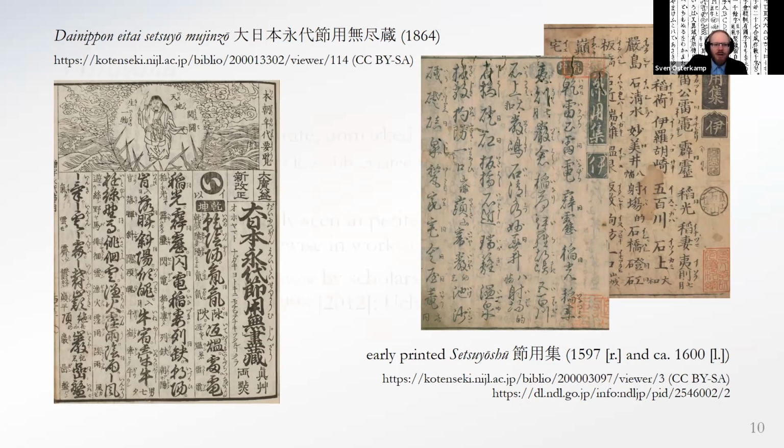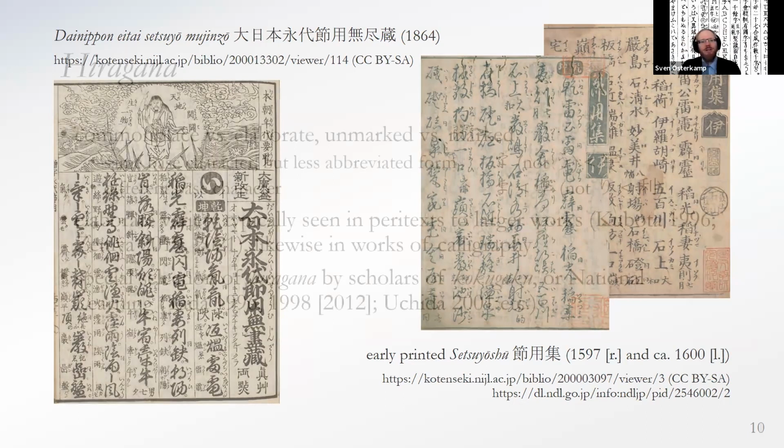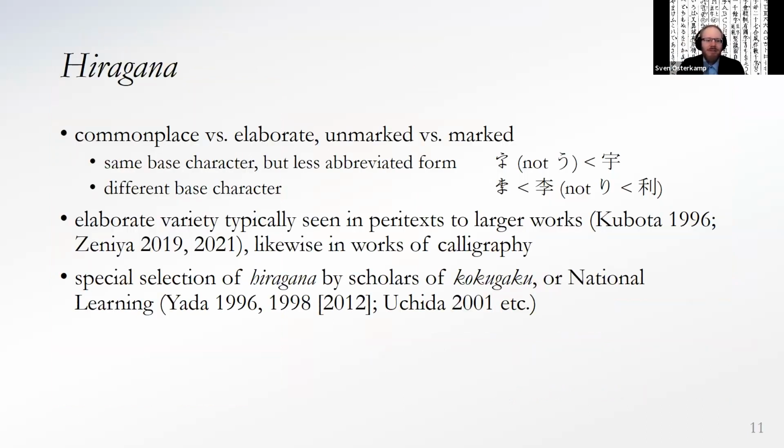Now, as for hiragana, we may again say that hiragana does not equal hiragana. At the time under consideration, we are simply not yet dealing with a small, standardized and codified set that leaves little room for variation. In the first step, we may distinguish between commonplace as opposed to more elaborate hiragana, or put differently between unmarked versus marked ones. Such elaborate or marked kana may have the same base character as commonplace kana, but taking a less abbreviated form, typically in line with cursive script as practiced in China. Alternatively, they may be kana with base characters that are different from those of commonplace kana.